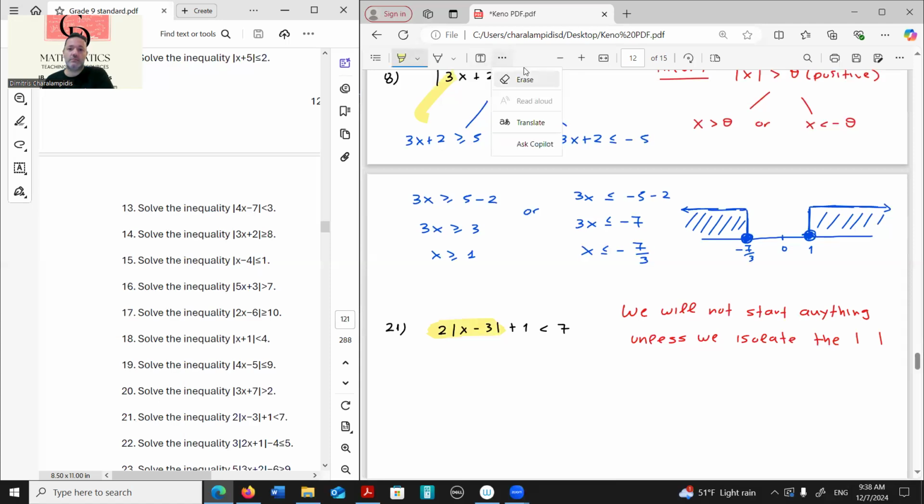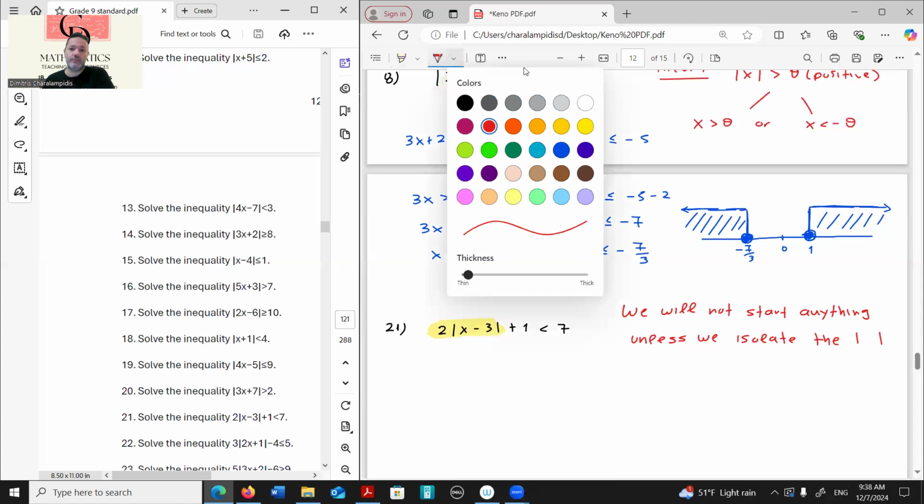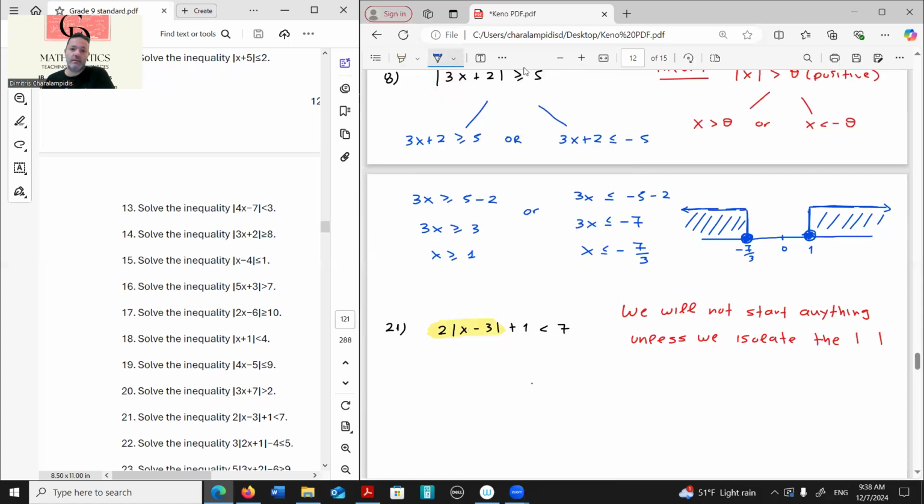To do that, I should take out 1 from both sides first. So 2 times absolute value of x minus 3 smaller than 7 minus 1, which means 2 times absolute value of x minus 3 smaller than 6.